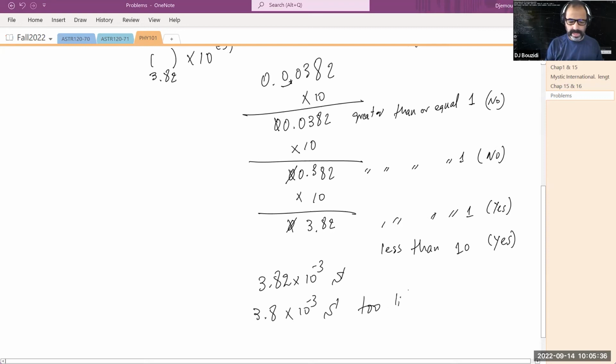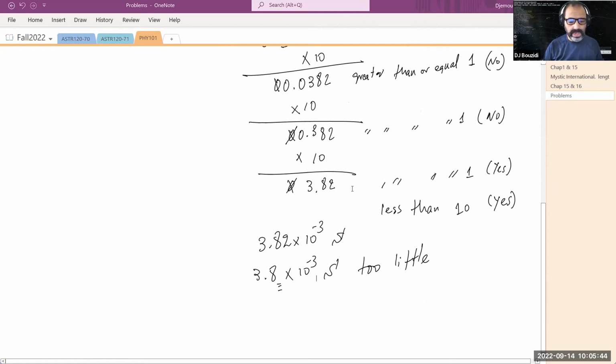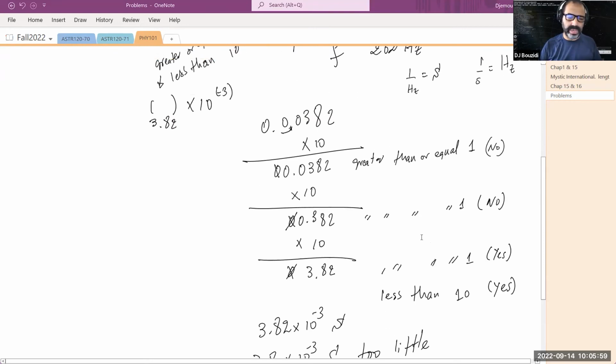Too little. It's giving me an ambiguity here, but I know the answer is this much. But this is more precise. So this is my point in here that hopefully you guys are trying to understand.